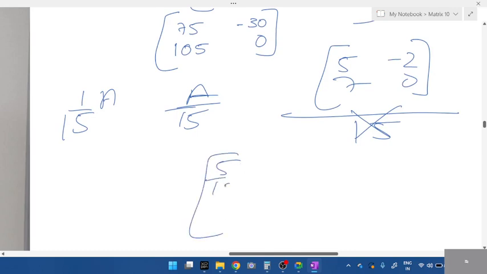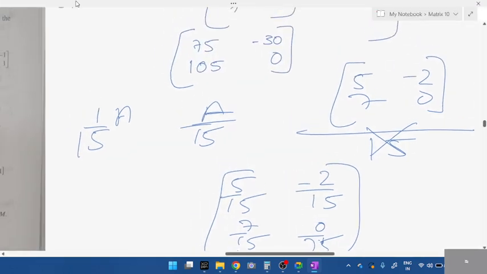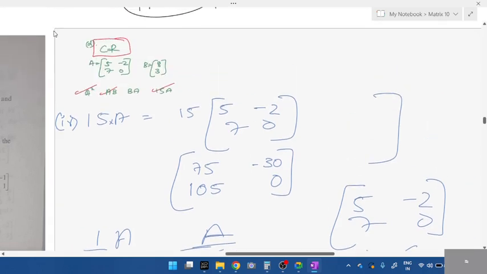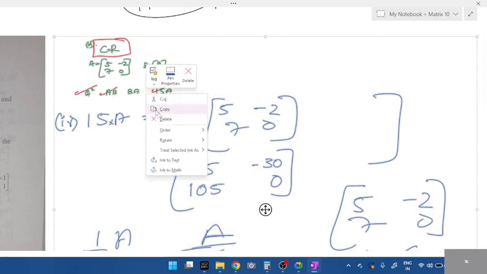Take 8 divided by 15, minus 2 divided by 15, 7 divided by 15, 0 divided by 15. Reduce everything. Normal division, reduce it, you'll get the answer. We'll try the next one. That is 4 marks. There are 4 sub questions, right? 4 marks rule.